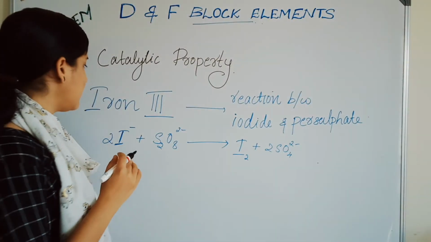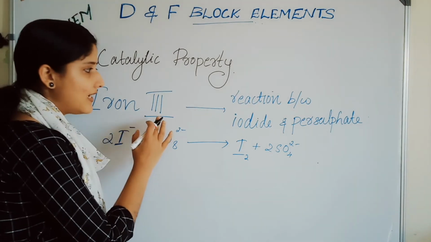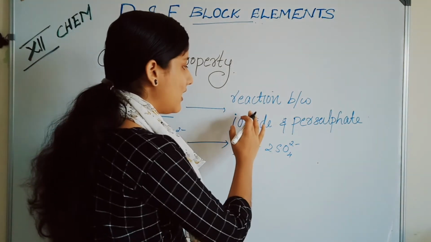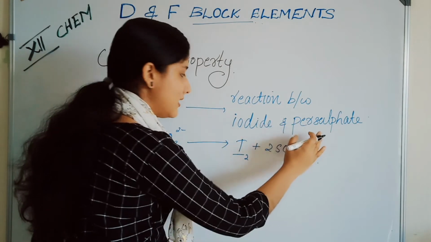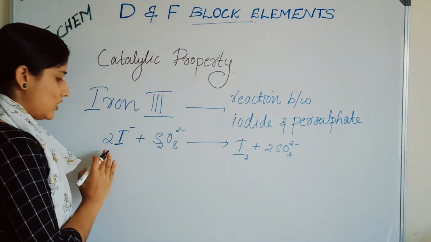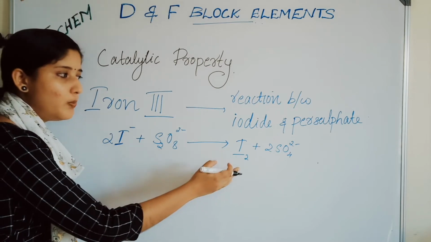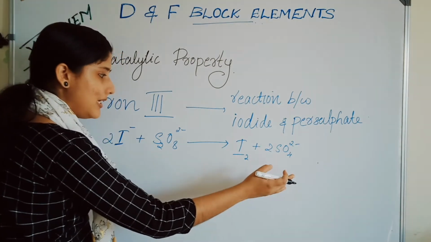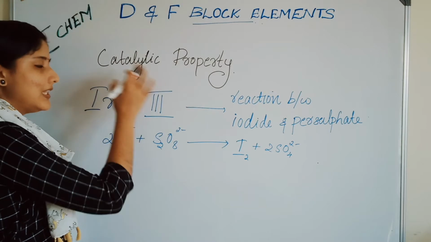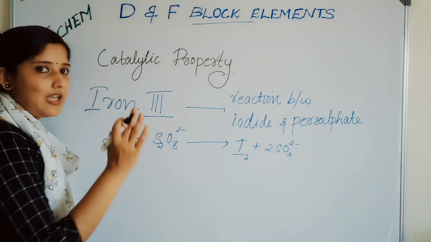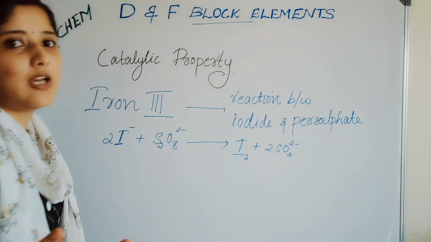Now let's look at this example. Iron 3 acts as a catalyst between the reaction of iodide and persulfate. This is the equation: 2I minus plus persulfate gives I2 plus 2SO4 2 minus. Here the iron in the 3 oxidation state acts as a catalyst. Let's look how it acts as a catalyst.